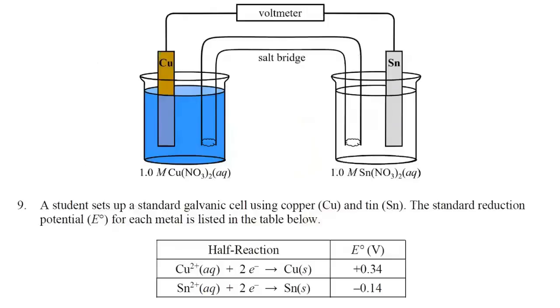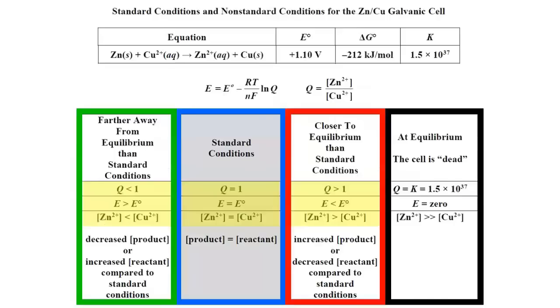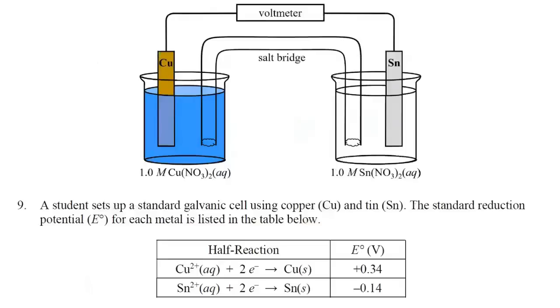Now, we're going to answer question 9, and we'll use the information from this diagram to help us process the concept of what happens at non-standard conditions. So here is question 9. In question 9, it says, a student sets up a standard galvanic cell using copper and tin. The standard reduction potential for each metal is listed in the table below.